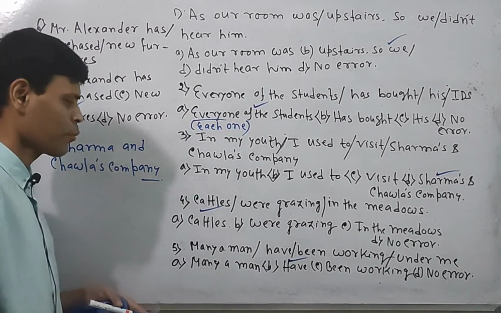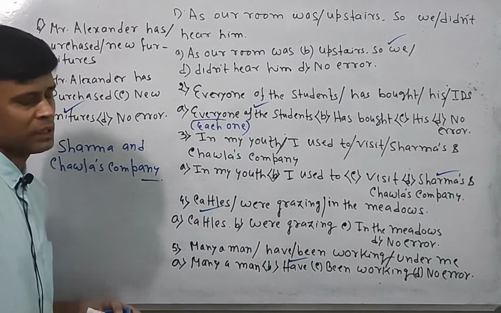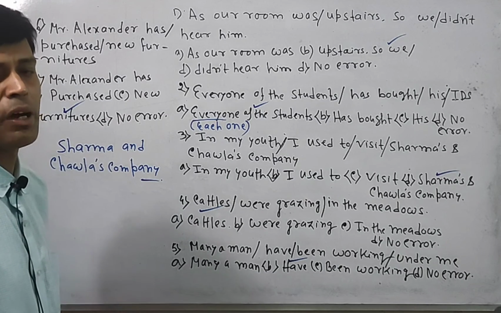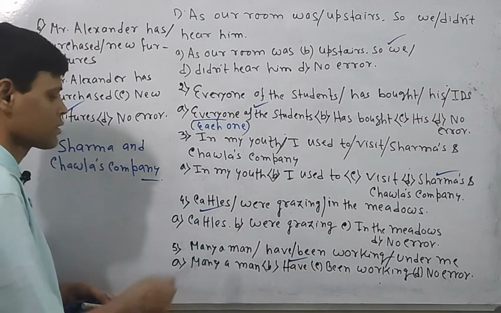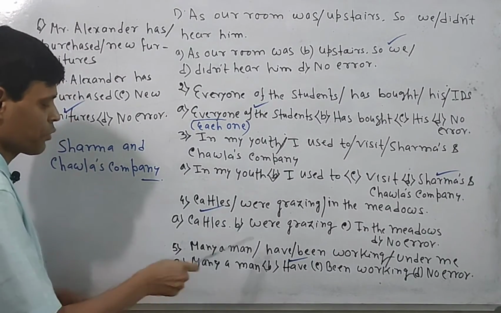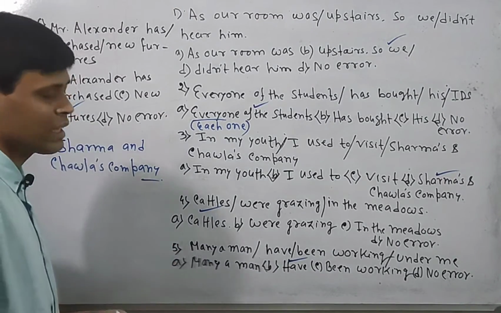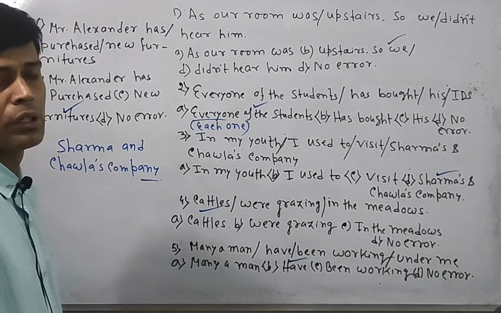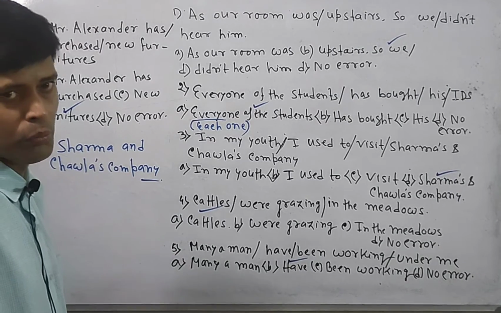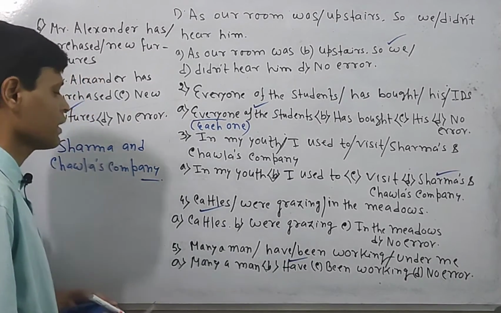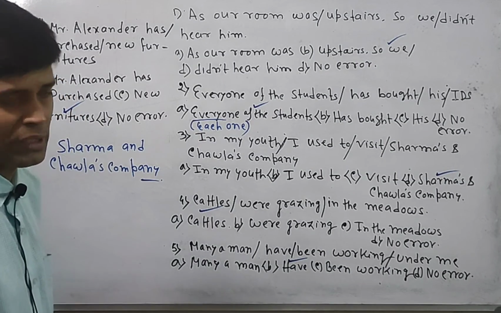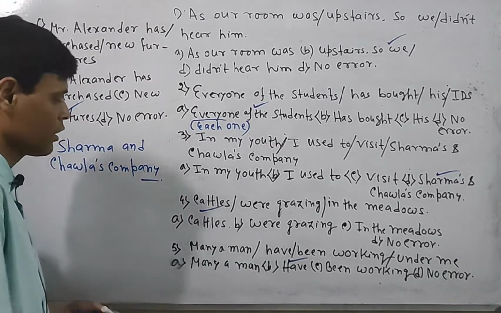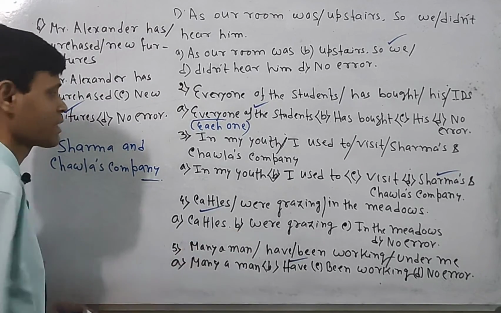Many a man have been working under me. The sentence is based on the present perfect continuous tense or progressive tense. When we are going to use many a man, the verb must be singular in form. So automatically instead of have, has been will be the perfect choice here, but has been is not given, so the mistake lies here.